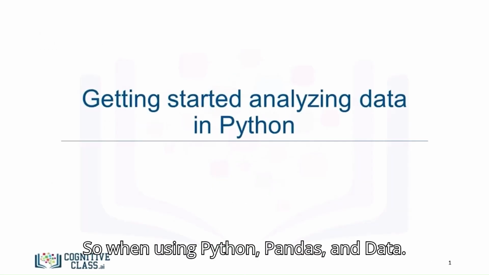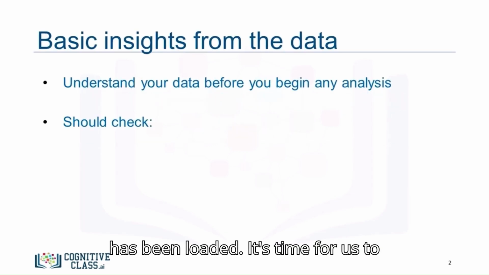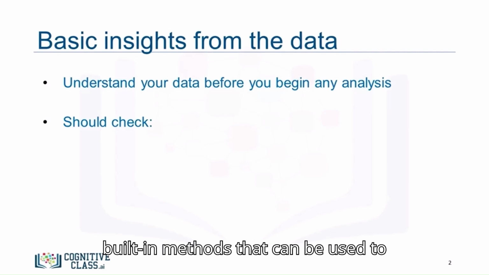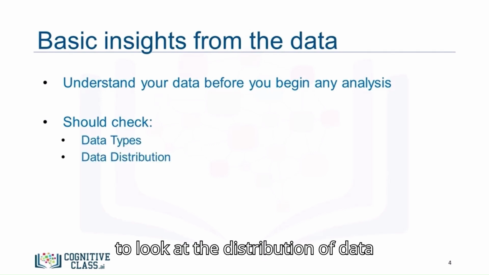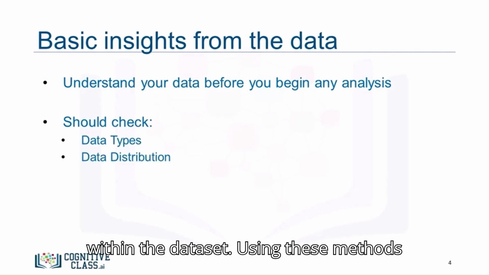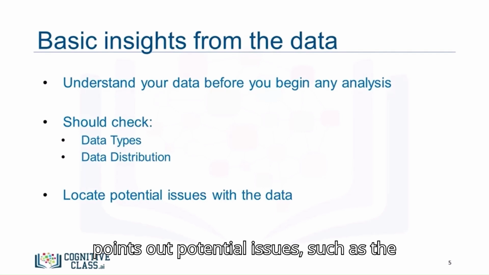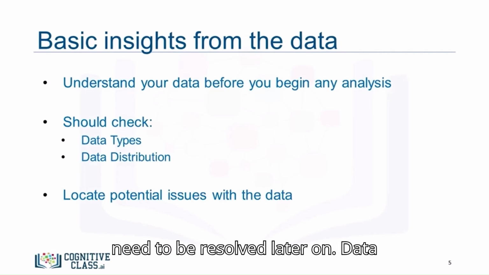When using Python, Pandas, and data, at this point, we assume that the data has been loaded. It's time for us to explore the dataset. Pandas has several built-in methods that can be used to understand the data type of features or to look at the distribution of data within the dataset. Using these methods gives an overview of the dataset and also points out potential issues, such as the wrong data type of features, which may need to be resolved later on.